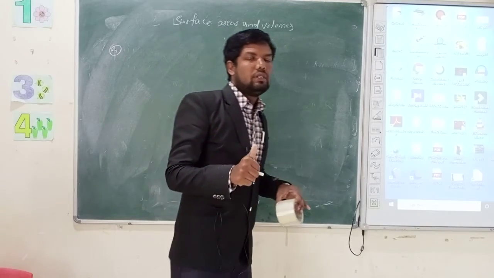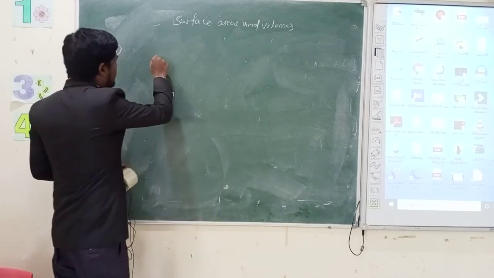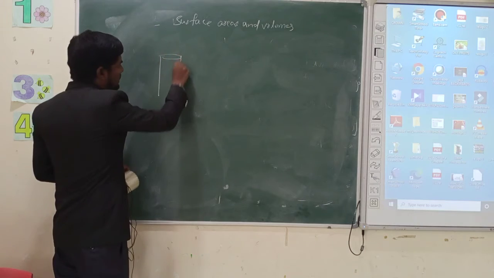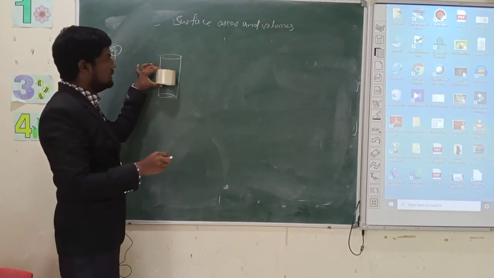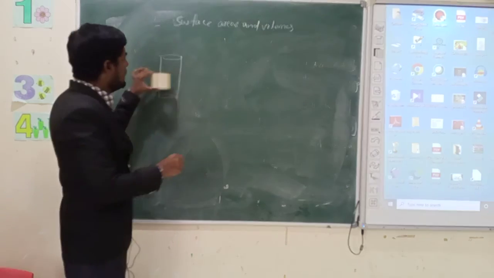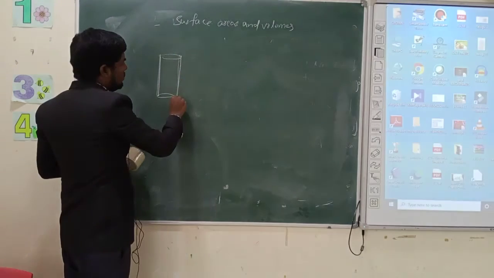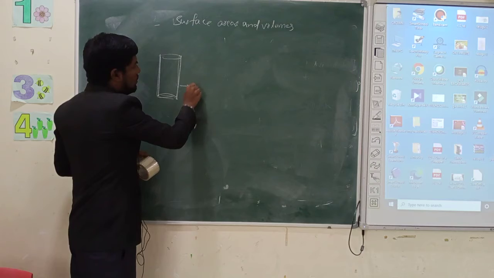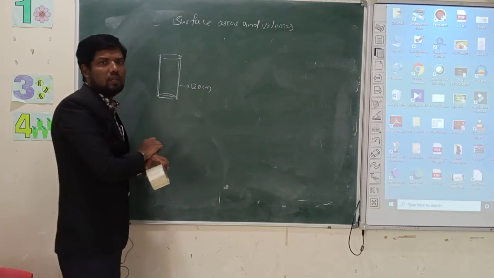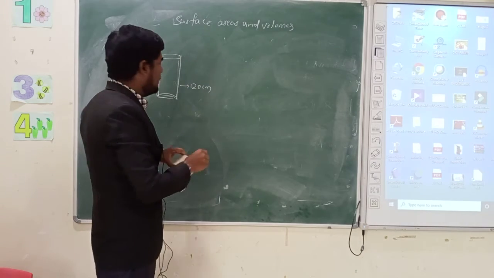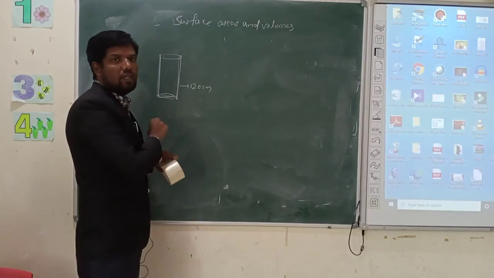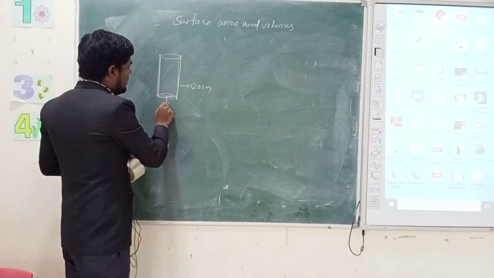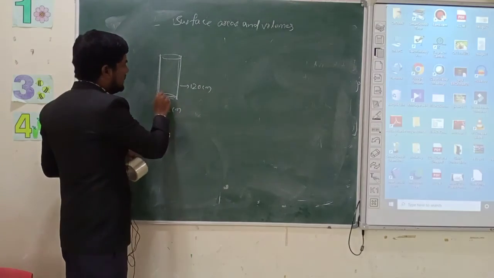Now see, they have given this roller, right? It will be like this only. They have also given the length, 120 centimeters, and the diameter, 84 centimeters.